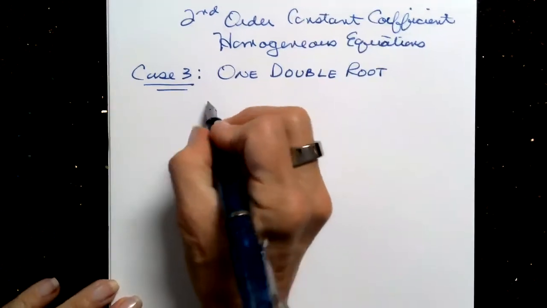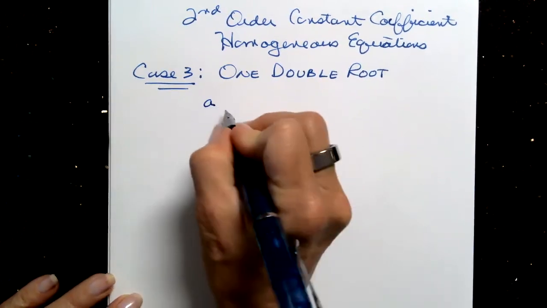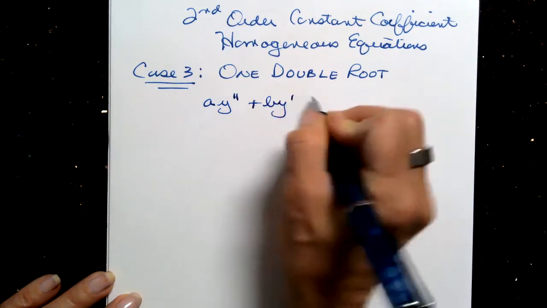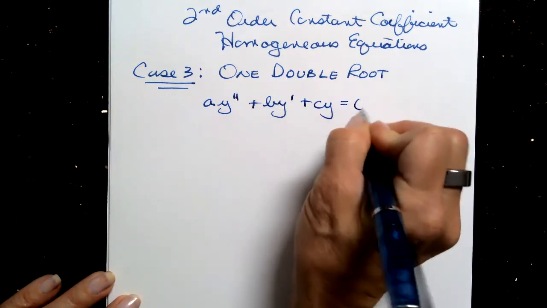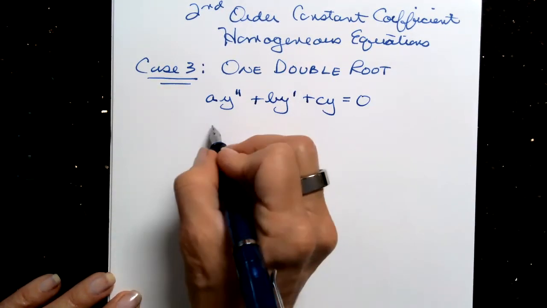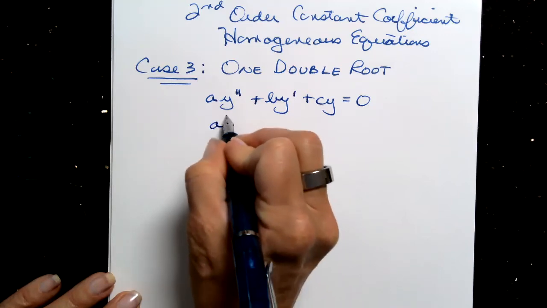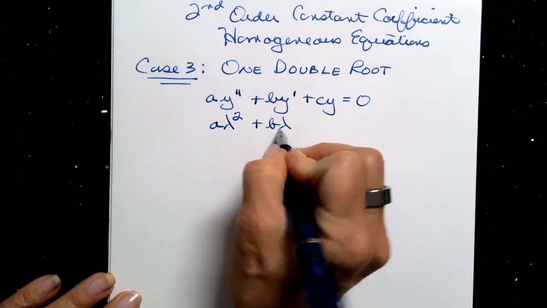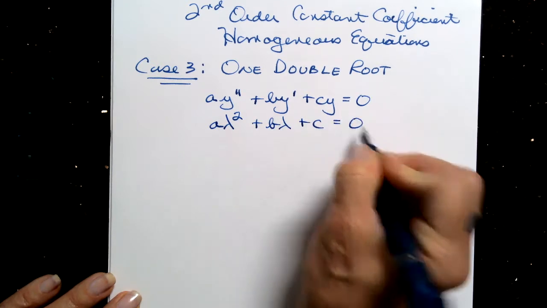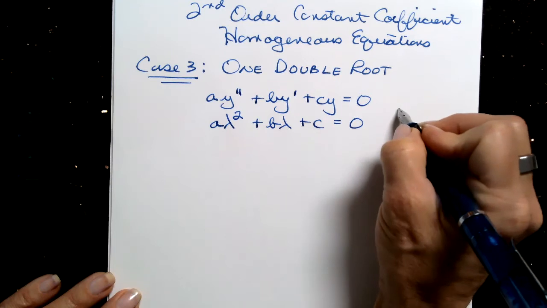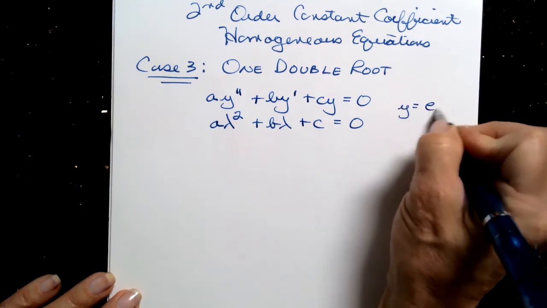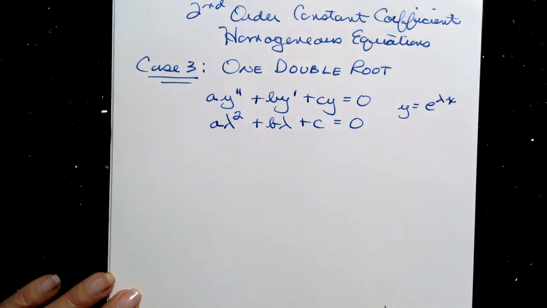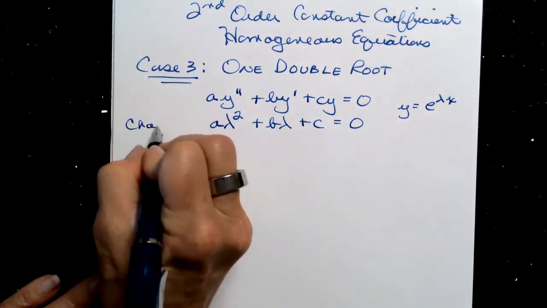So let me remind you, we are studying equations of the form ay double prime plus by prime plus cy equals 0. And to study that, we look at the associated characteristic equation, which is a lambda squared plus b lambda plus c equals 0. And that's because we're thinking of looking for a solution of the form e to the lambda x. Okay. And so this is the characteristic equation.